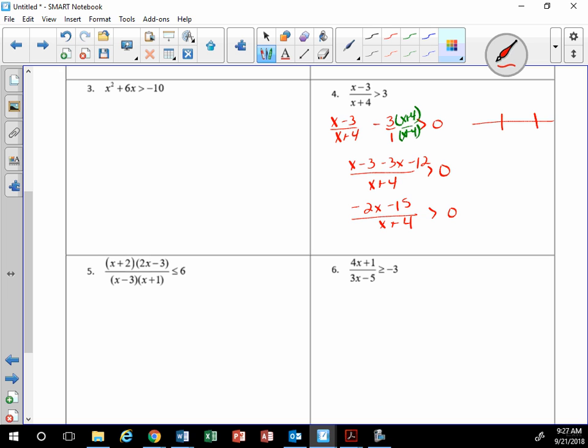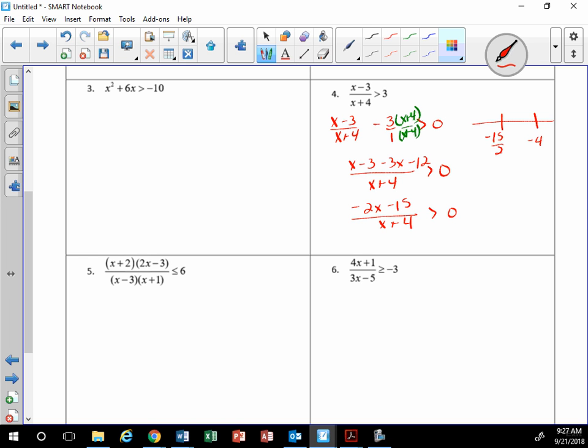So which one would actually come first on my number line? Correction, Friday morning, we can do this. Negative 15 over 2, right? It is very important you get them in the right order on your number line, okay? So anything that makes your numerator 0, anything that makes your denominator 0. That's what we're testing on our number line, okay?